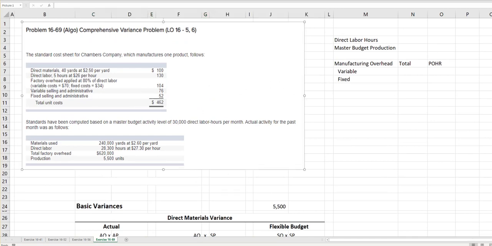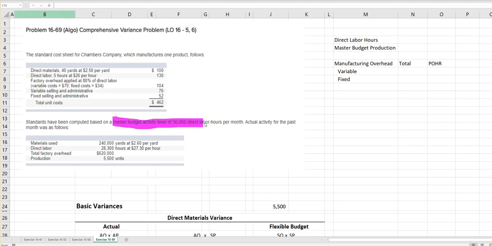One of the first things that we're told is that our master budget is based on 30,000 direct labor hours, and notice our direct labor hours per unit is 5 hours per unit. So we're going to use that to break down our manufacturing overhead into both fixed and variable components, as well as calculating a predetermined overhead rate. So let's go ahead and get going with that right now.